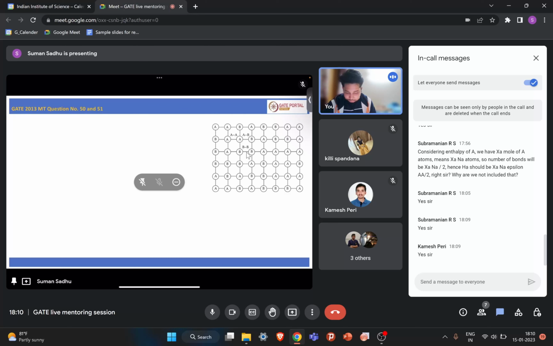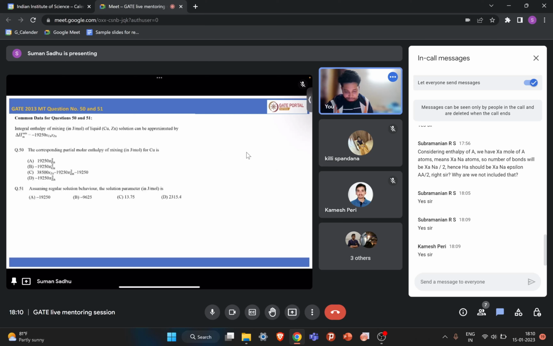So first, let us solve this one, because this concept we have covered already. Yes, this concept we have covered. So this is the integral enthalpy of mixing in joule per mole of liquid copper and zinc solution, and it can be approximated by delta H mixing equals minus 19250 xCu xZn. So in case of a regular solution, we found that delta H mix is omega xA xB. Omega is your interaction parameter.